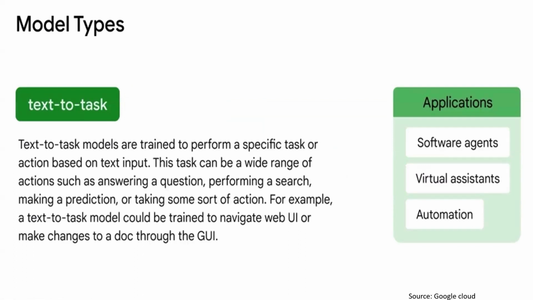Then we have text to task model types. Text to task models are trained to perform a specific task or action based on text input. This task can be a wide range of actions such as answering a question, performing a search, making a prediction, or taking some sort of action. For example, a text to task model could be trained to navigate a web UI or make changes to a doc through the GUI. The applications could be software agents, virtual assistants, or automation.